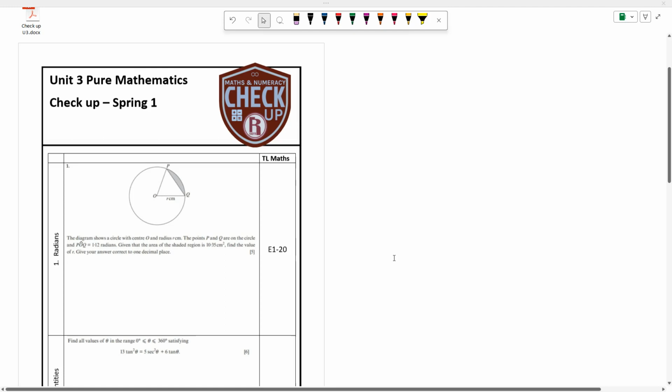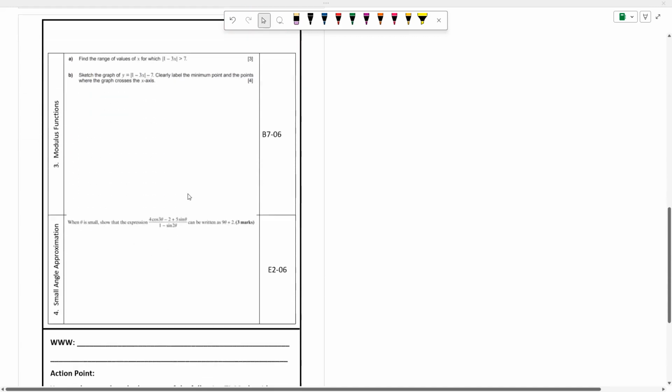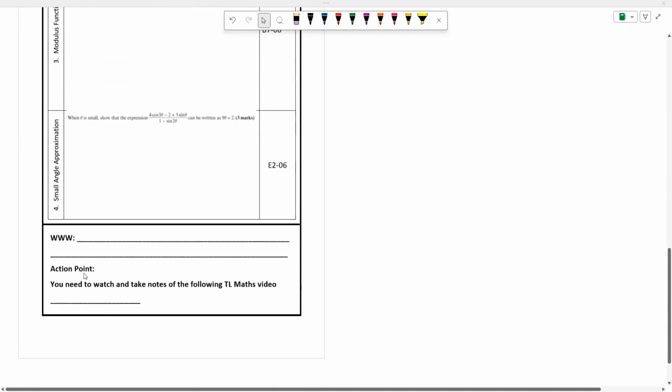Hi guys, in this video we're going to look at the checkup that you just completed and you should have got back from your teacher marked. This is for Unit 3. You should have had this mark back from your teachers, and then again you should have the usual what went well and then an action point.